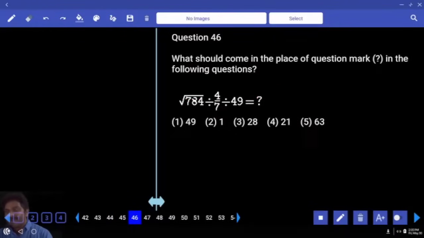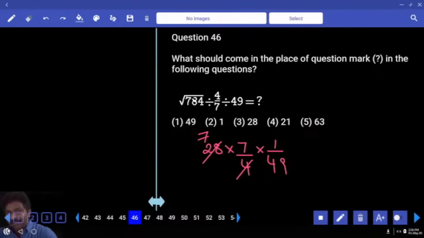Under root of 784 divided by 4 by 7 can be written as into 7 by 4. Divided by 49 can be written as 1 by 4. How many times? Numerator, what is there? 7 square. Denominator 49. Cancel. Answer, option.